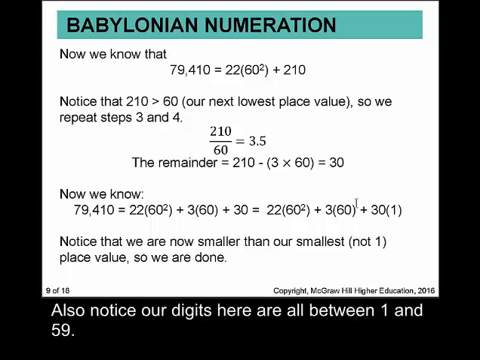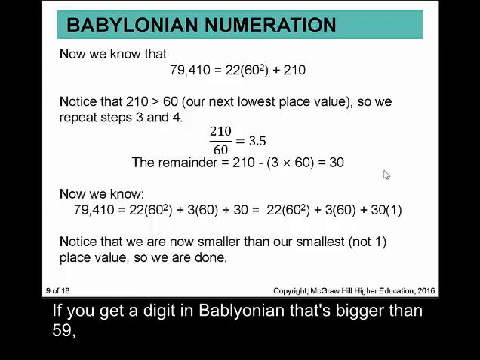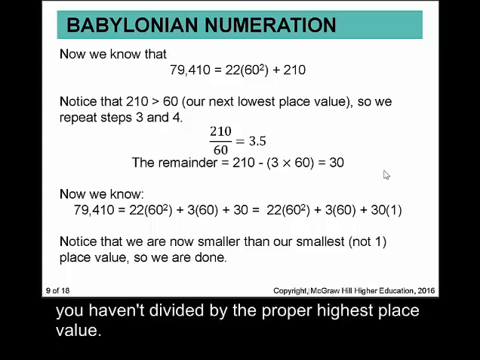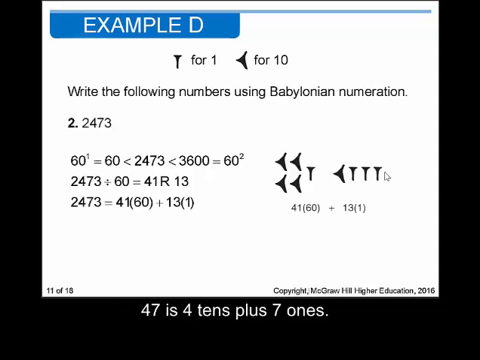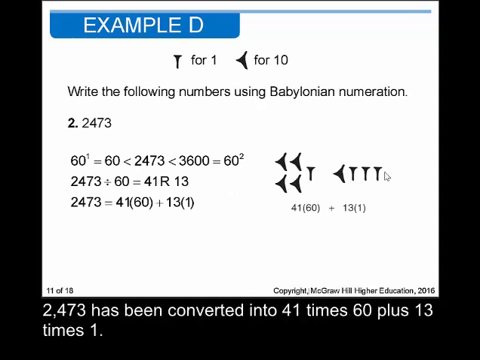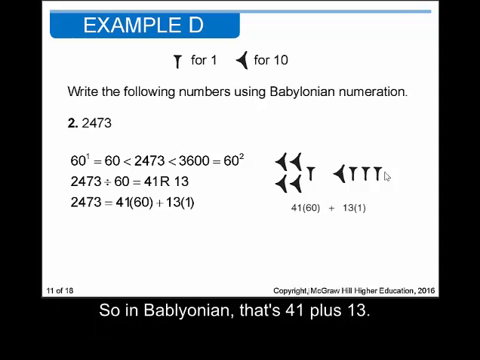Also notice our digits here are all between 1 and 59. If you get a digit in Babylonian that's bigger than 59, you haven't divided by the proper highest place value. Here's some other examples. 47 is 4 tens plus 7 ones. 2,473 has been converted into 41 times 60 plus 13 times 1. So in Babylonian, that's 41 plus 13.